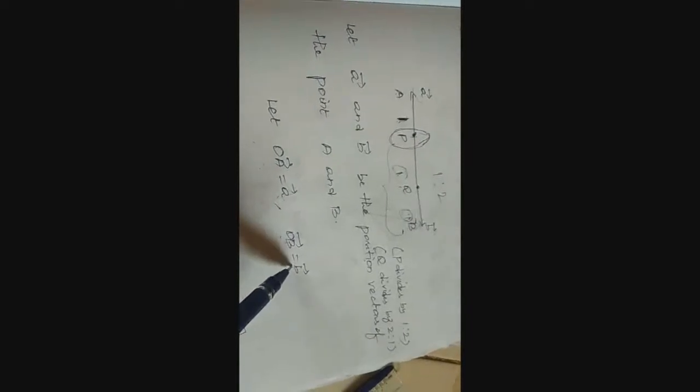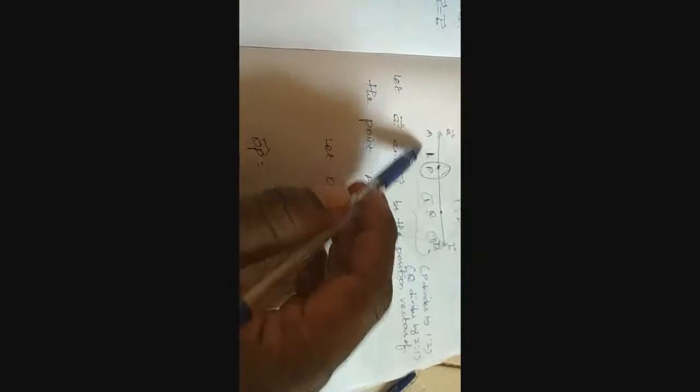Let A vector and B vector be the position vectors of A and B. Now OA vector equals A vector, the position vector. OB vector means B vector. It is a condition. Now we want to prove OP vector. OP vector means 1 unit of OB vector plus 2 units of OA vector, because it is divided in the ratio 1:2. 1 unit of OB, 2 units of OA. So 1:2 means 1 plus 2.